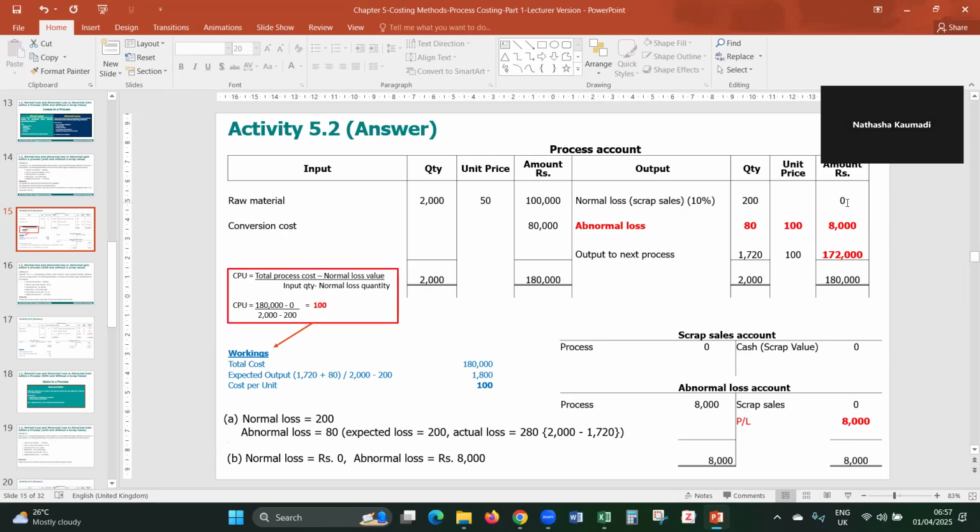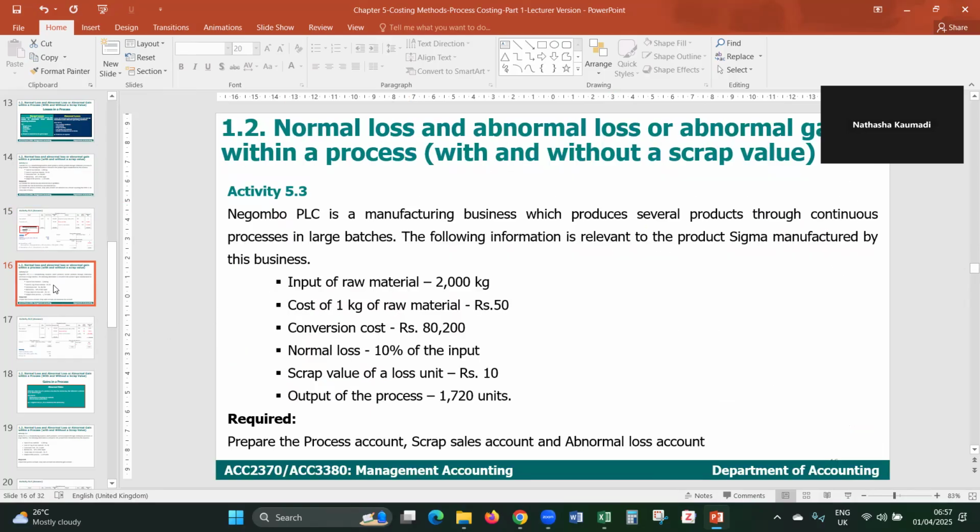And I told you there's one instance where we put a value for normal losses as well. That's what we are going to discuss. Right. So we'll discuss activity 5.3, the question, then you will understand the concept. Okay, now let me read the question. Nigamu PLC is a manufacturing business which produces several products through continuous processes in large batches. This is a similar question to what we discussed. The following information is relevant to the product Sigma manufactured by this business.